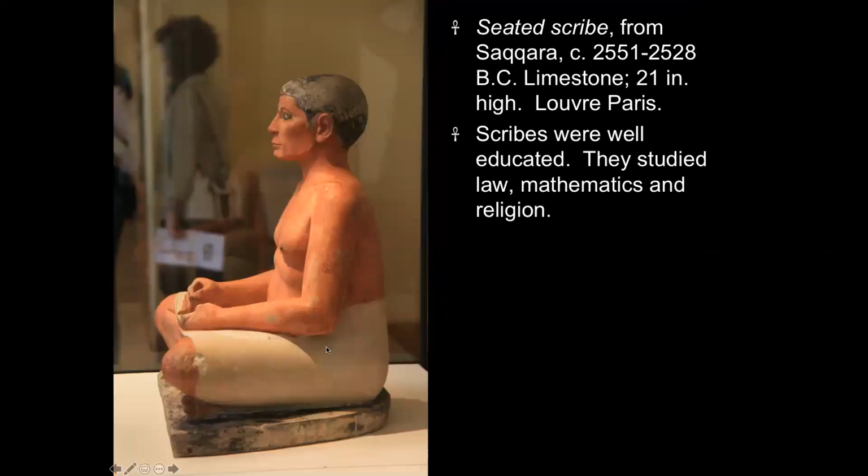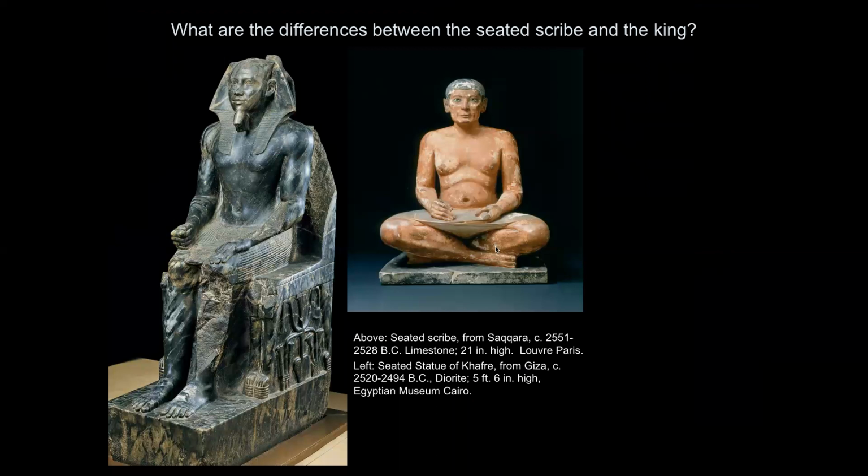So this is a side view. You can really get an idea of what his body is like. So again, you can use this as part of your comparison with the pharaoh. So what are the differences between a seated scribe and king? Again, you can take the extra credit board and share some of your views on it. And then I can respond to it and we can see what people come up with.